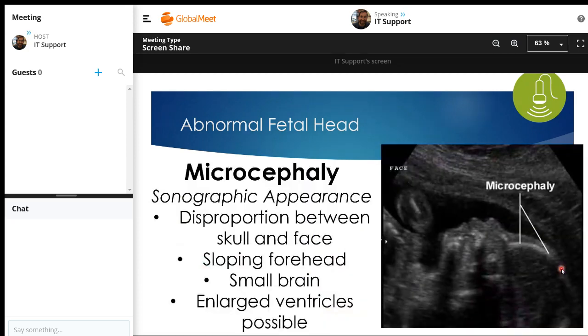That kind of explains why the severity gets worse if the microcephaly is worse as well. Sonographic appearance: there is a disproportion between skull and face, so there will be a sloping forehead. The brain will be small, like we were just talking about. The ventricles may be enlarged just because the brain is not functioning appropriately.